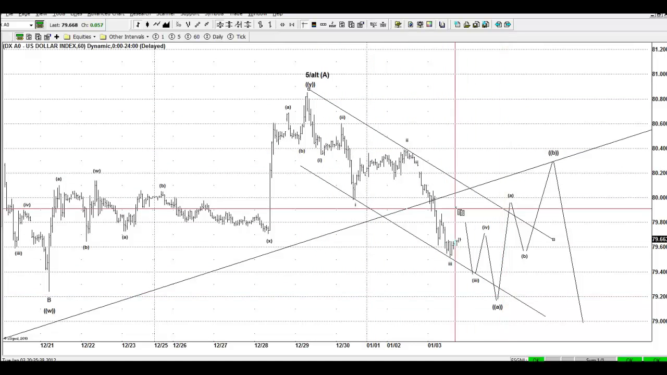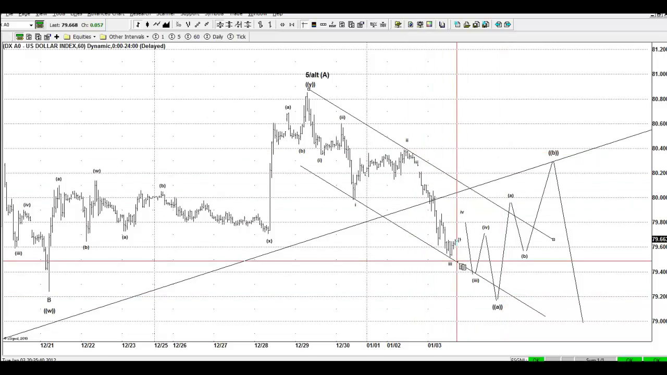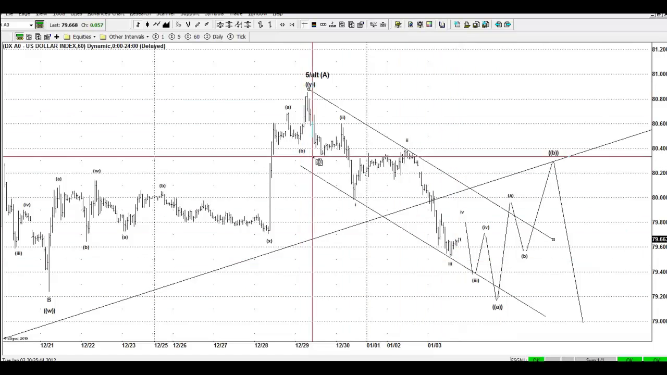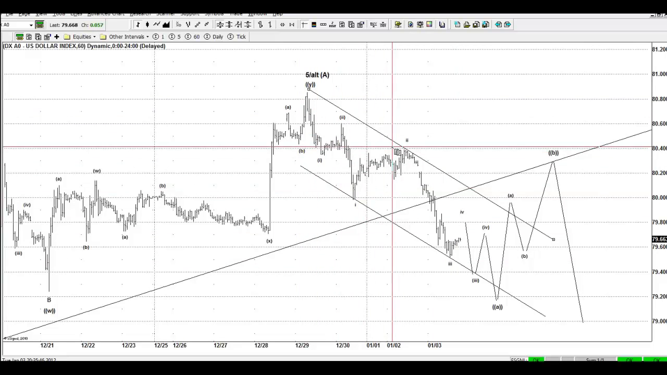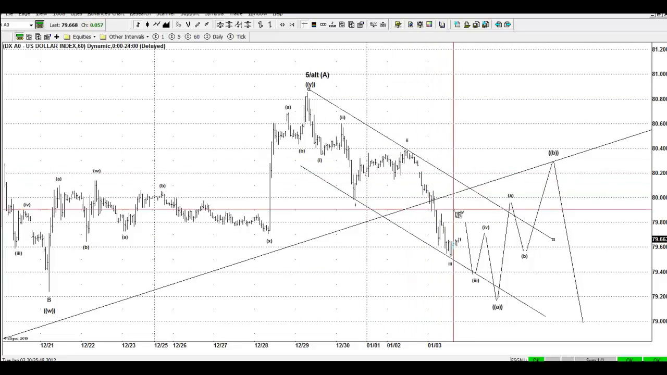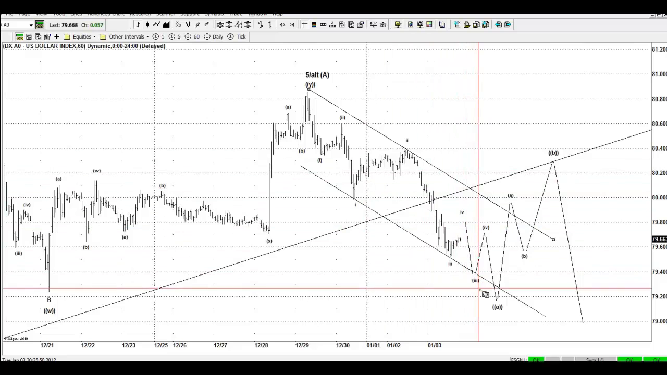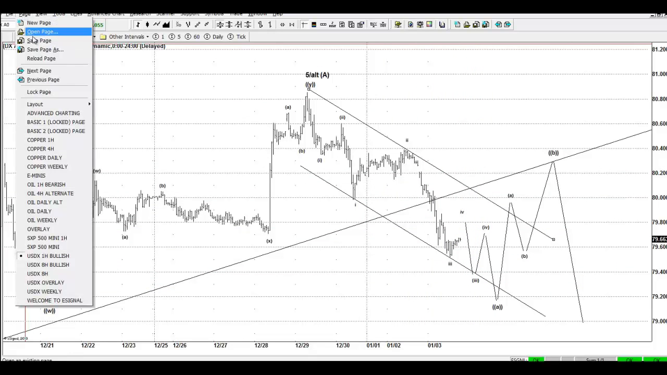ABCY. Now, because of the extension right here, we're favoring the idea that this is an impulse to the downside in the dollar. Now, that's in 1 hour.